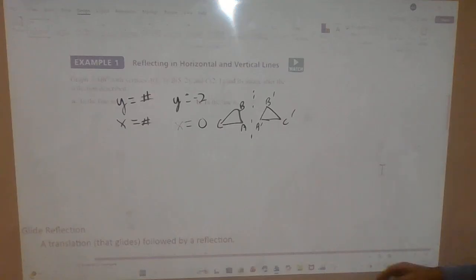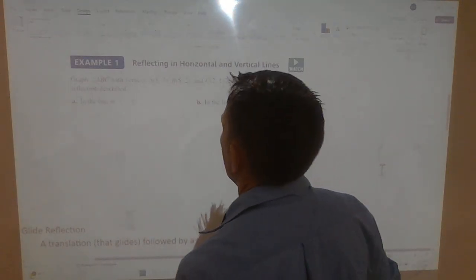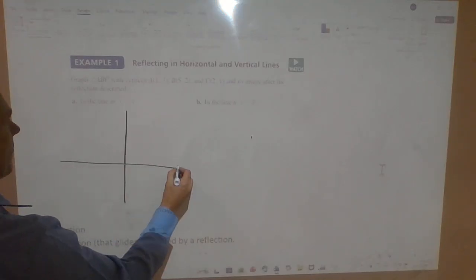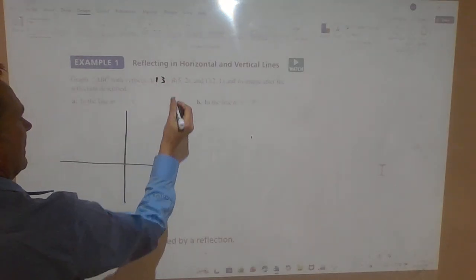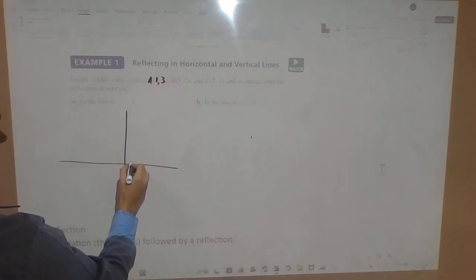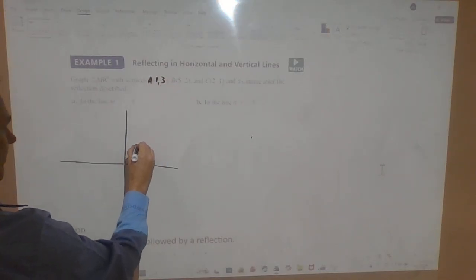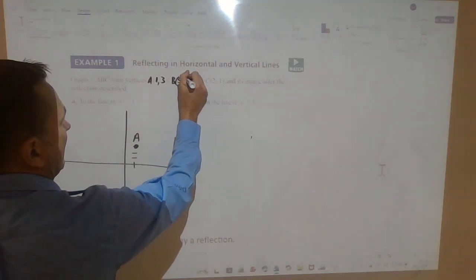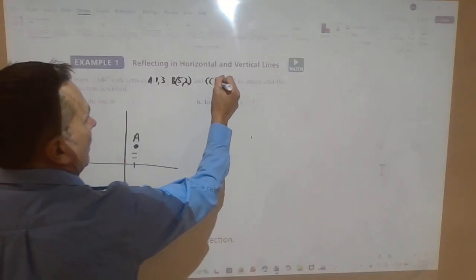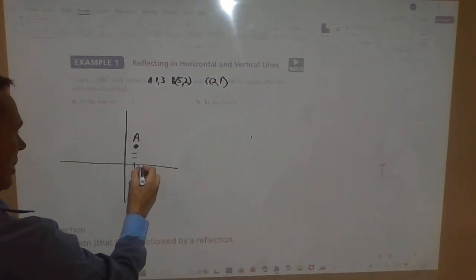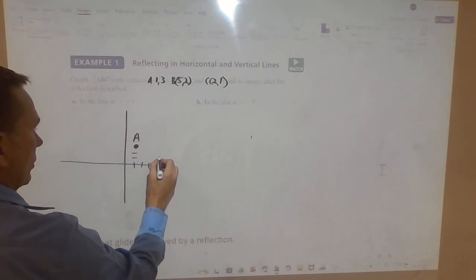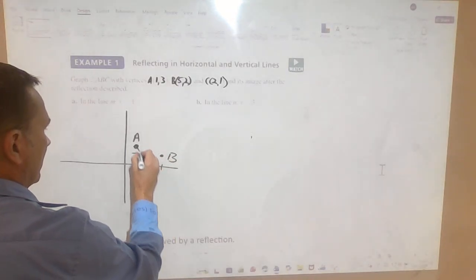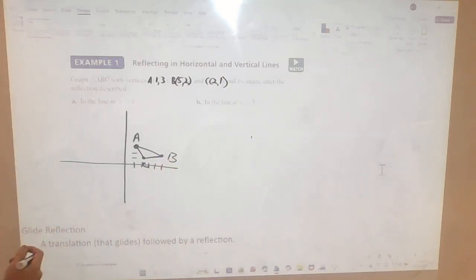So here's the problem. We want to graph using these vertices. Our first vertex, point A, is (1, 3). There's A. Point B is (5, 2), and point C is (2, 1). There's B, and there is C. And we have this figure.